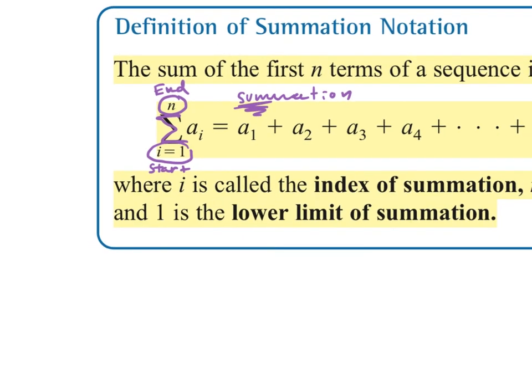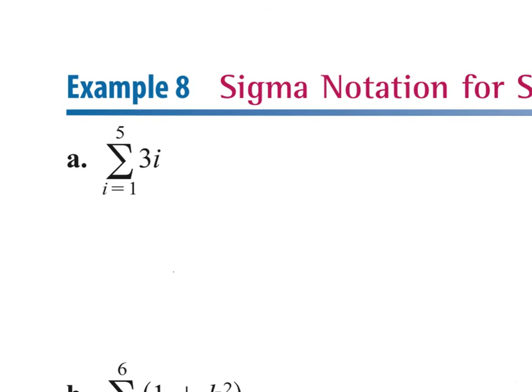So let's take a look at example 8. 8a. What should we plug in first? What's our starting point? 1. We're going to start by plugging in 1. Then we need to plug in 2, 3, 4, and our ending point is 5. So we're going to plug in 5 numbers here. So start with 1. We have 3 times 1, which is 3. And then we're going to add our next number, which is going to be 3 times 2, because we plug in 2 next. So what's 3 times 2?